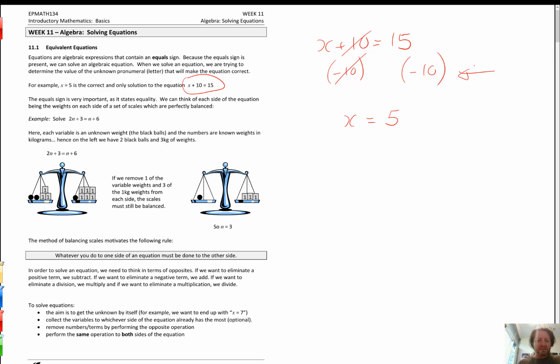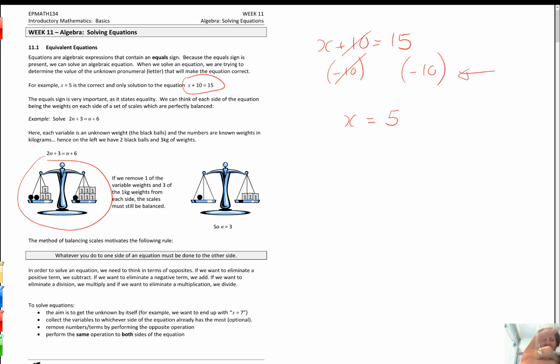Okay. This diagram I've got here is trying to explain why we call it the balance method. We look at these scales here, and these scales here are representing 2n plus 3 equals n plus 6. So what I've done there is said, well look, n is a variable, n is I don't know, so I've got 2 n's plus 3 known things. I know the number 3 is a definite 3, it's not a variable, 3 is 3.